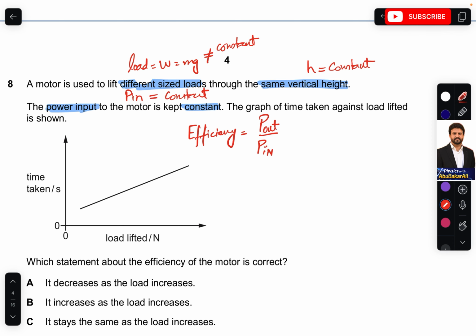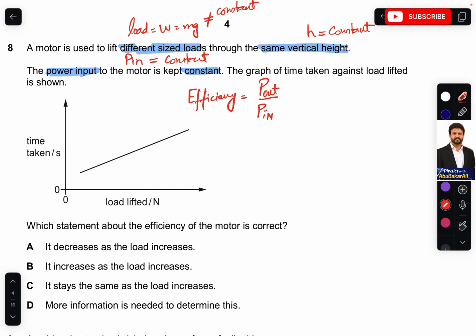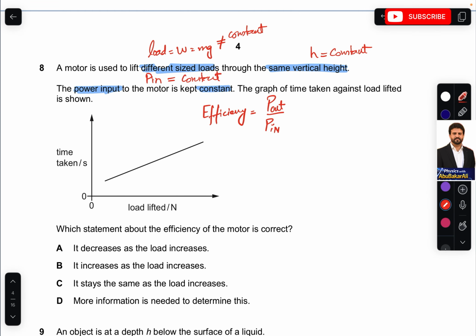Basically, from this graph, we have to tell how the efficiency will change. So we need to know which parameter is constant and which is changing. Now I'm going to change my efficiency in terms of the load and height. You're lifting the object upward, so the work done on it is changed into mgh energy. This mg is basically the load, and this h is the height. And if I divide this mgh over T, that will give me power output.